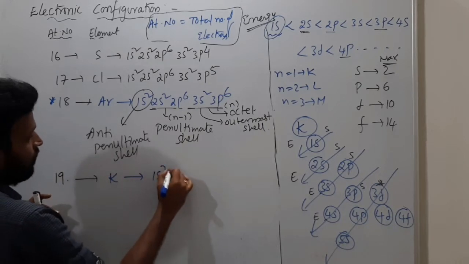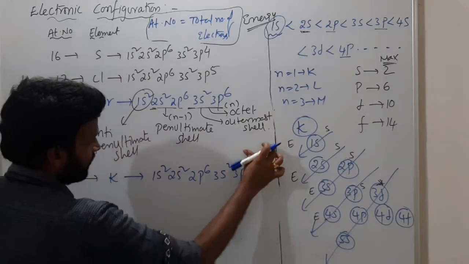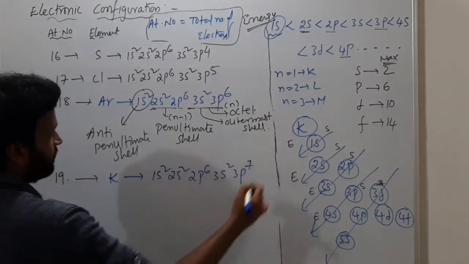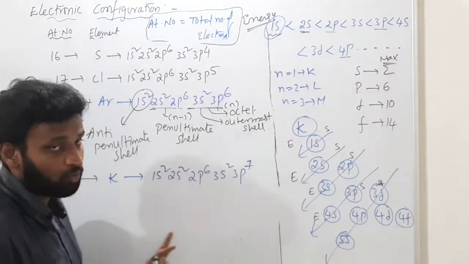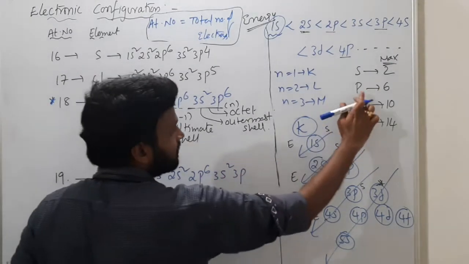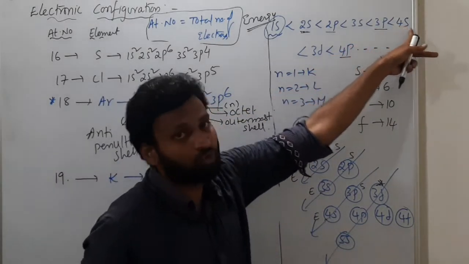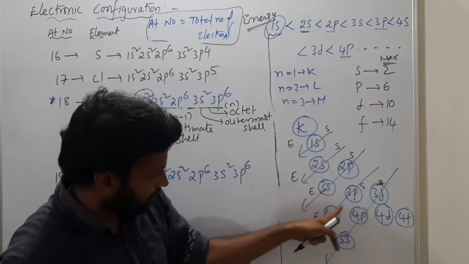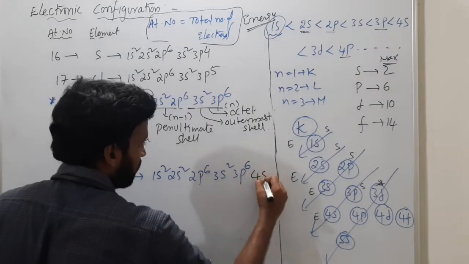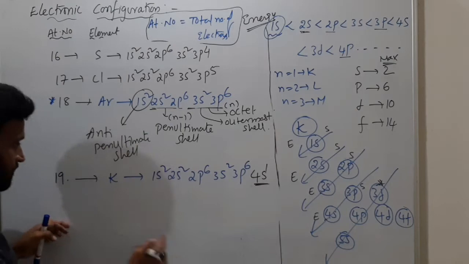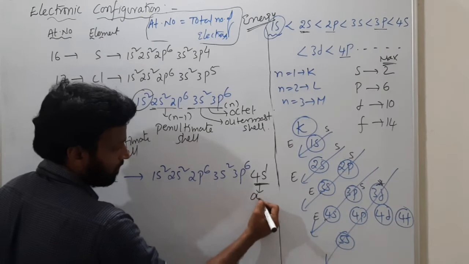Potassium configuration is 1s2, 2s2, 2p6, 3s2, 3p7. Can we write 3p7? See, 10 plus 2, 12 plus 7, 19. Over, no? No, because 3p, p can have maximum how many electrons? 6, 3p6. So after 3p, which subshell are we going to fill? 4s. So after 3p we have to fill 4s. So 3p6 and 4s1. Now who is the outermost? Tell me. For potassium, who is the outermost? Highest n value. 4 is the outermost.